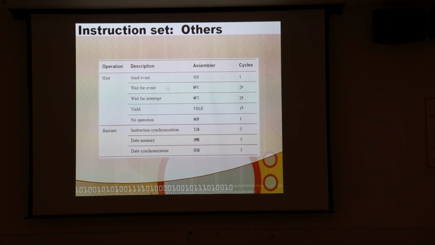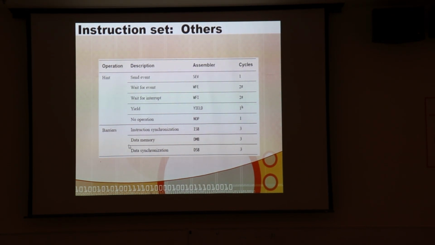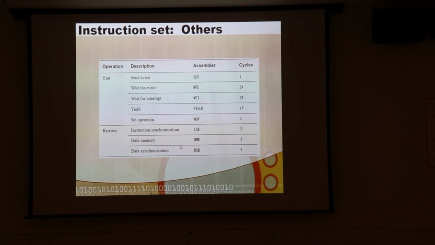This send event, wait for interrupt. Some of these are actually sleep commands effectively. So wait for event puts the processor into sleep mode and then waits for the wake up event and so forth. Wait for interrupt, same idea. And then there's a no-op. I don't know what the yield is again. Unless you write code in this that's fairly complicated, you're not going to use this. Again, C can use this, but you don't have to as a C programmer. And then this instruction synchronization, data memory, and data sync.